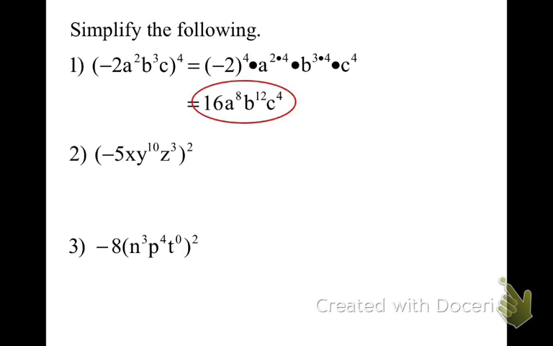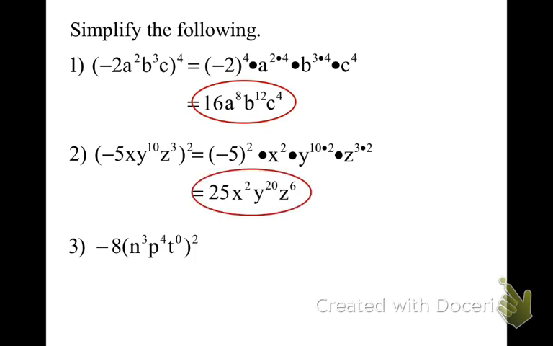All right, so now let's check your work. Negative 5 squared is 25. We've got x squared. Don't forget that x is to the 1st power times the 2nd power makes the 2nd power. y to the 10th power times the second power, and z to the third power times the second power. Power to a product, because there's things inside there that are multiplied. So we get 25 x squared y to the 20th z to the 6th. And we usually keep these in alpha order.